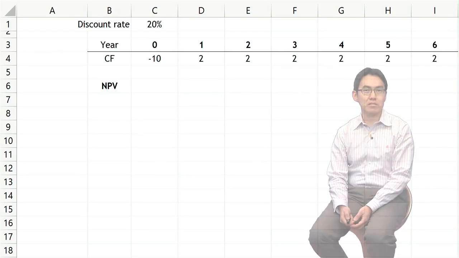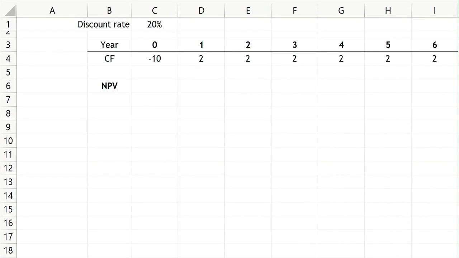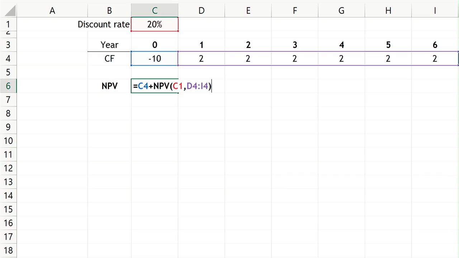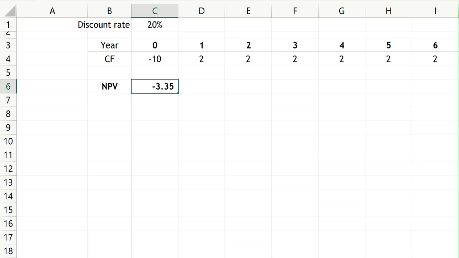Calculating NPV in Excel is not something new to us at all. We've been there, done that. Just remember that the initial cash flow in year 0 should not be included in the NPV function. Okay, this project has a negative NPV, and the traditional NPV analysis will reject this project.